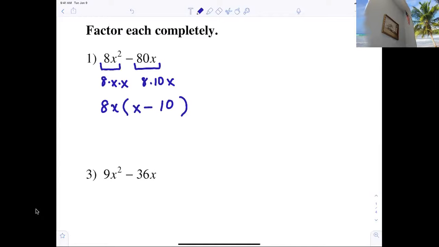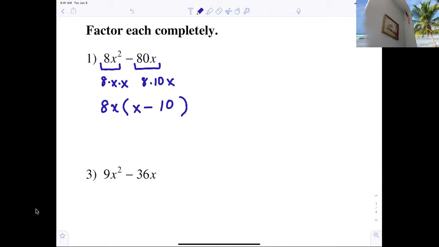Now, why didn't I put 2? 8 is 2 and 4, right? And 80 is 2 times 40, right? So why didn't I pull the 2 out? Because that's what the G stands for. The G stands for what? Greatest. So you're trying to find the largest possible number that goes into 8 and 80. What's the largest number that goes into 8 and 80?